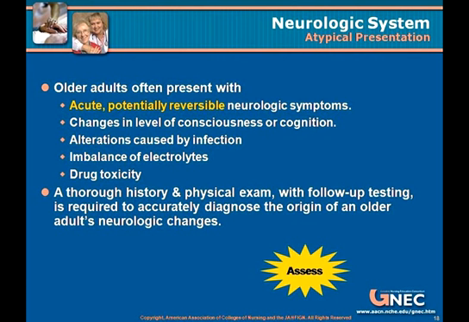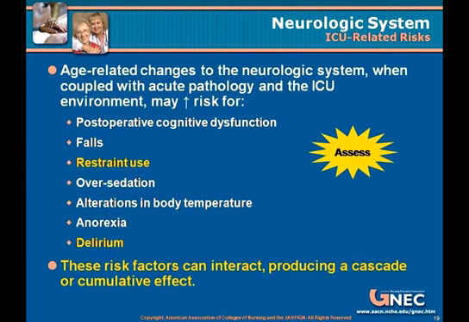Looking at electrolytes first off, the potential for drug toxicities, understanding what medications they've taken at home and how they've taken them. Have they doubled up? So here's where thorough history taking and exam, as well as follow-up testing, becomes important. What we know about age-related changes to the neurologic system is that when coupled with acute pathology and the ICU environment, patients are at risk for cognitive dysfunction, either post-operatively or during some other kind of acute illness.